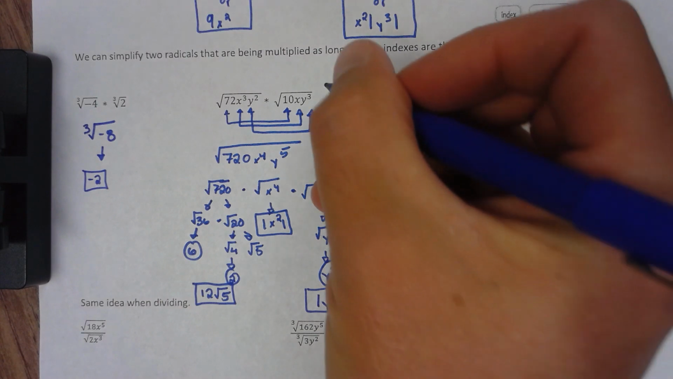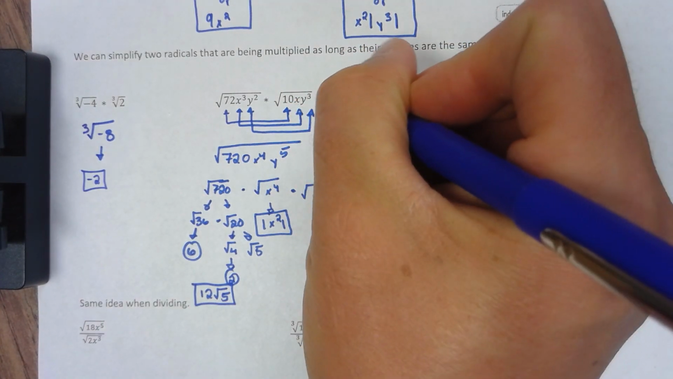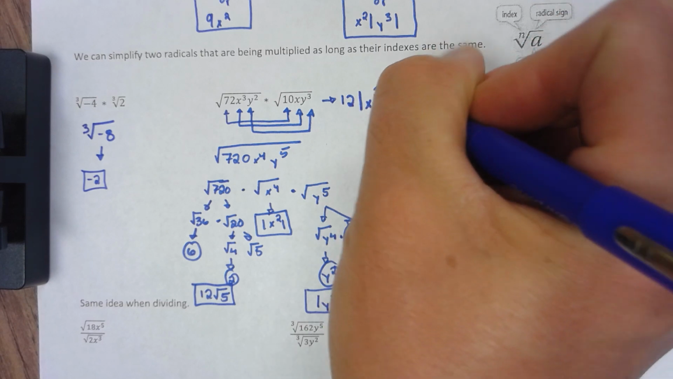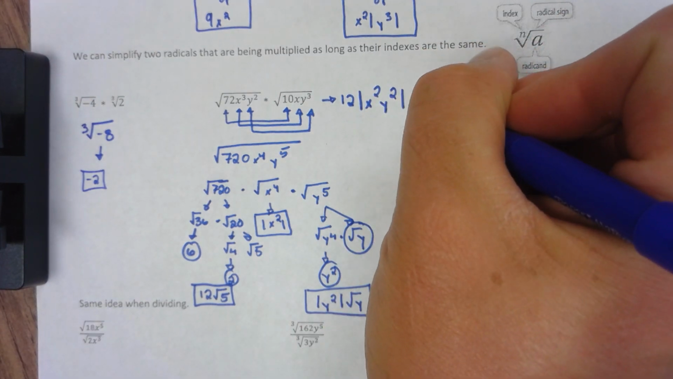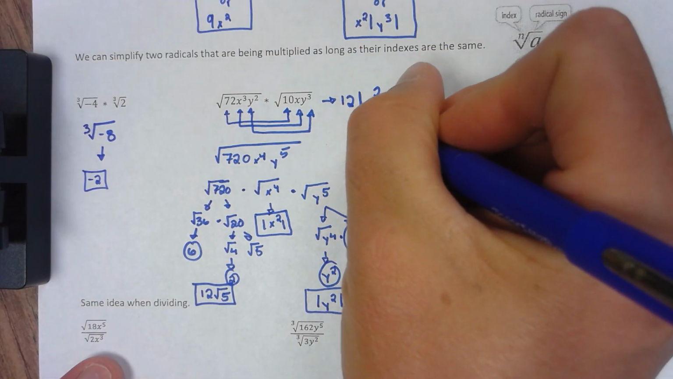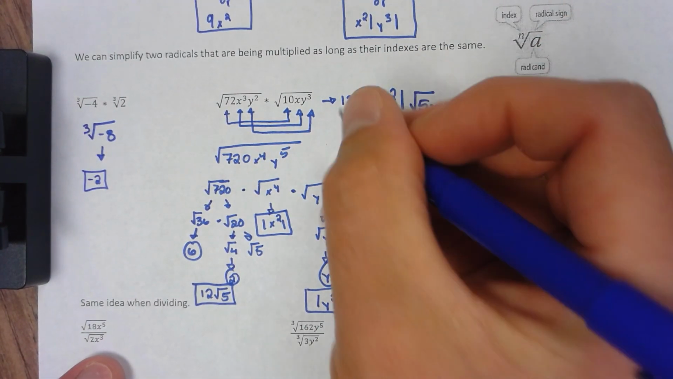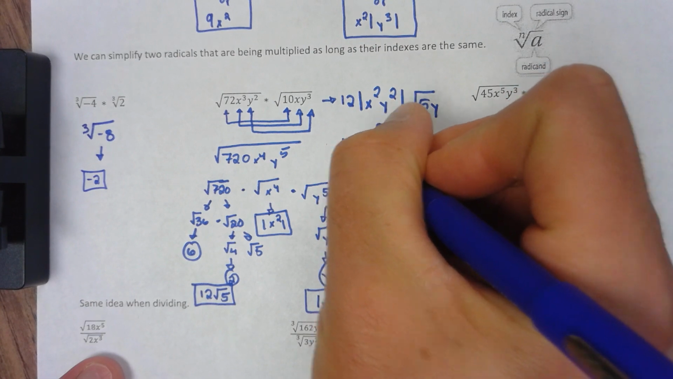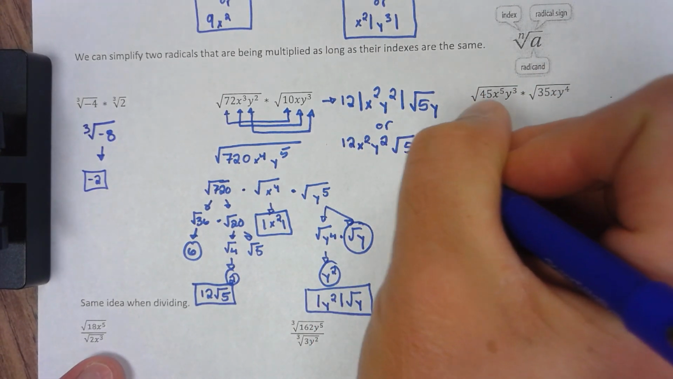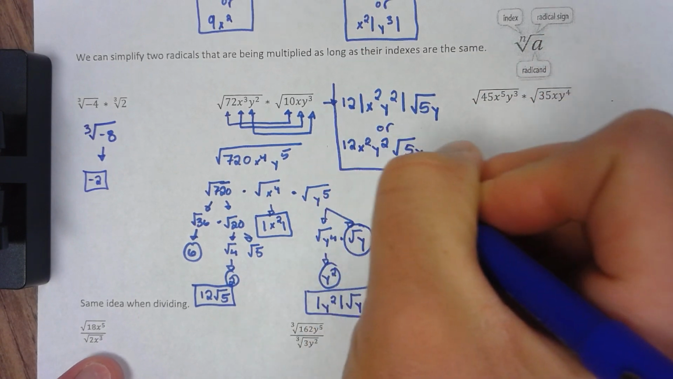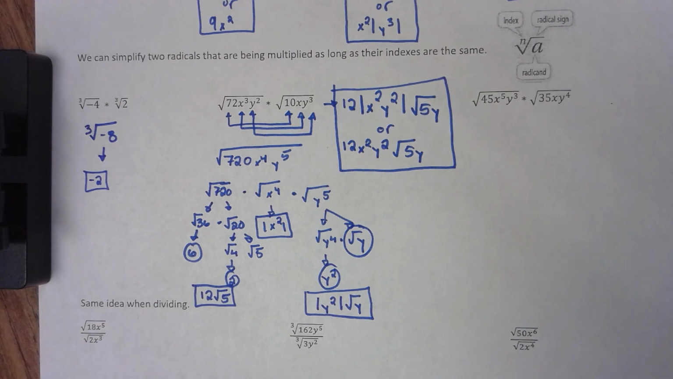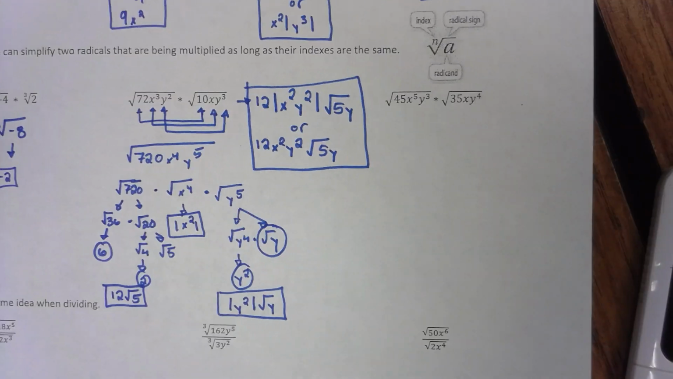Then I'll do my absolute value terms next. So 12 and the absolute value of x squared y squared times the square root of 5y. Even better is that we recognize that the absolute values actually don't matter here because x squared and y squared are positive no matter what. So saying 12x squared y squared times the square root of 5y, we don't 100% need the absolute value brackets there.